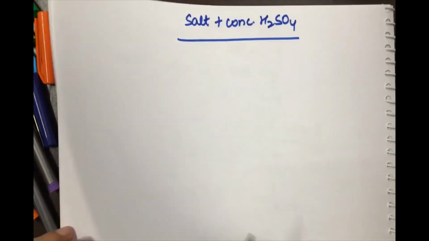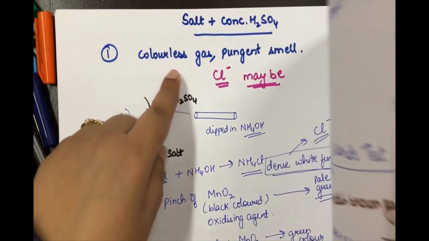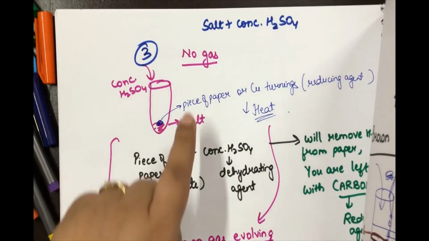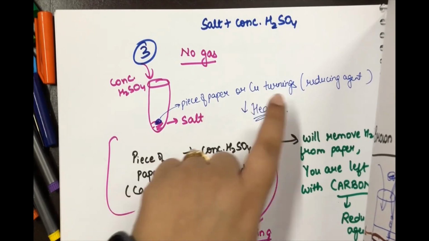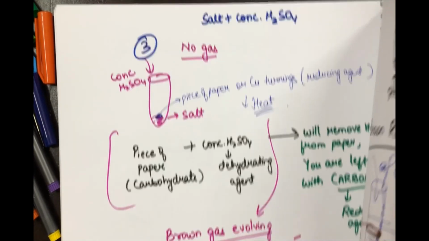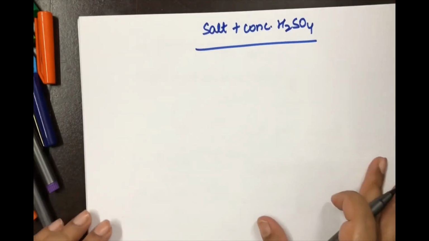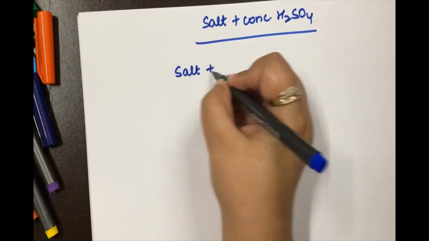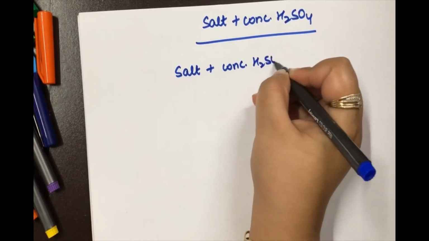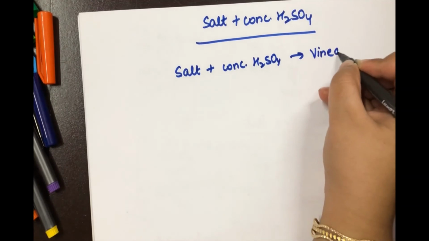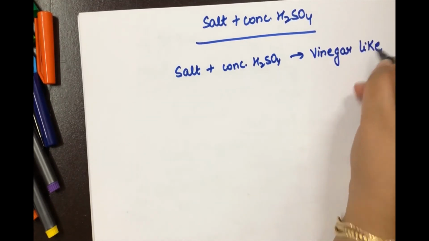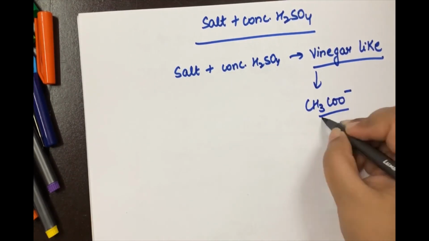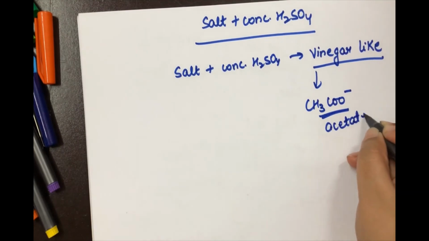Again, salt plus concentrated H2SO4. No colorless pungent smell was observed. No brown or violet color gas was observed, and even on adding a piece of paper or copper turnings, it did not release a brown gas which would confirm nitrate. Nothing happened. So the last option that you are left with is, you just take salt plus concentrated H2SO4, and if you smell a vinegar-like smell, then you can say it is acetate ion that is present from this group.